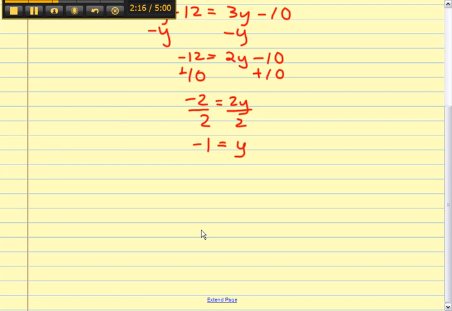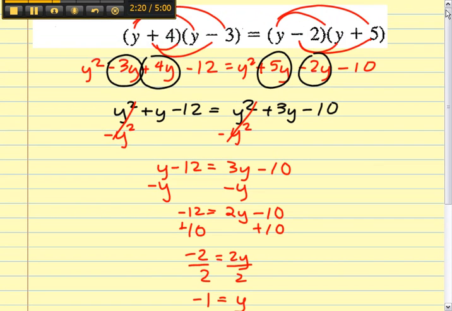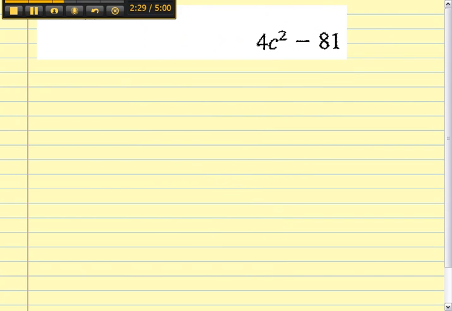Negative 1 equals y. If you have time and you want to check it, you can go back up here, plug it in, and see if you get the same thing on both sides. All right? Nice job. Thanks, Sophia. Thanks, Emily. Thanks, Taylor. Nice job. Okay? All right.